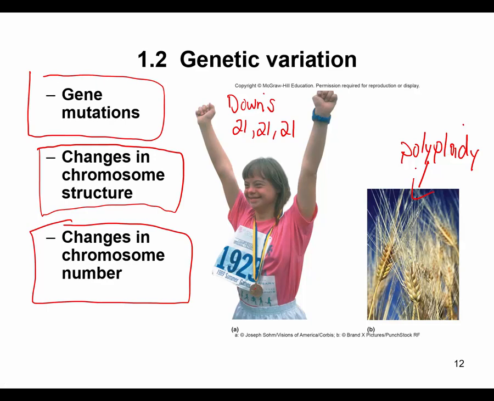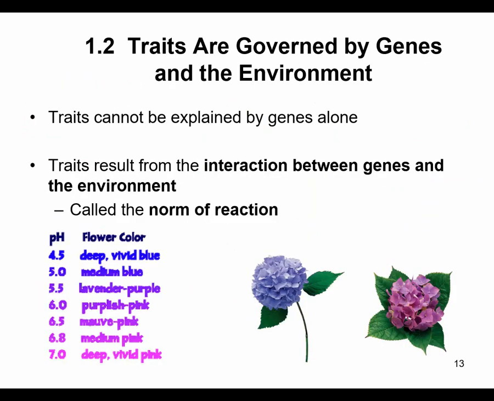And polyploidy can be an advantage for some fruiting plants, some angiosperms, and we'll talk about some of that. So there's lots of different things that add to our genetic variation, and we'll talk about all of that. There's environmental influence on your genes.